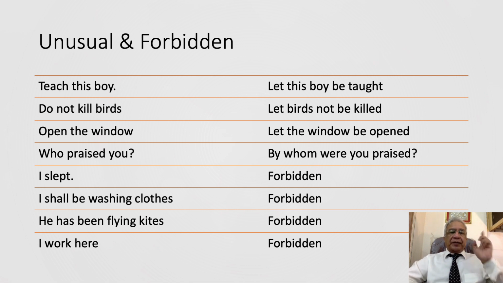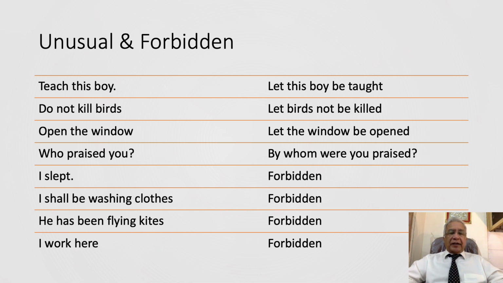And then forbidden sentences. I slept, no object, so passive voice is not possible. I shall be washing clothes, because this is a future progressive sentence. It already has be in it, it already has ing in it, and we have got no authority to convert this be and ing into being and say the sentence like that: the clothes will be being washed by. So that would be a wrong addition.